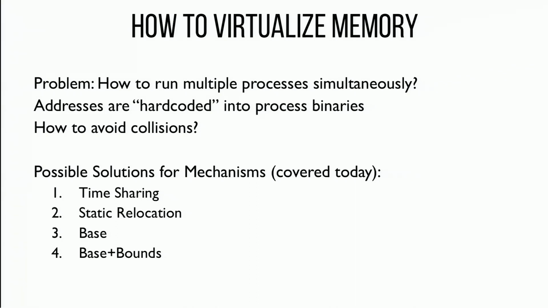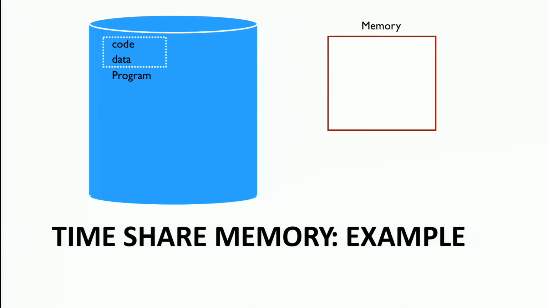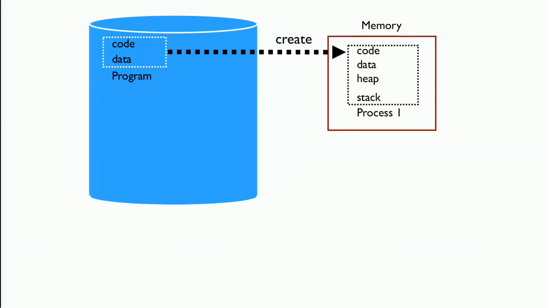So depending upon our time, we'll talk about 4 mechanisms for doing virtualization: time sharing, static relocation, base, and base plus bounds. Okay, so the worst thing that we could do that would allow us to virtualize memory would be to time share memory. So this would be ridiculous, but the idea would be we have our code and data statically allocated on persistent store. We create this process for the first time, and we allocate its heap and stack and get this process running. So process 1 is the only thing resident in memory, except for the OS, which is also there doing something, but we're ignoring that problem here.